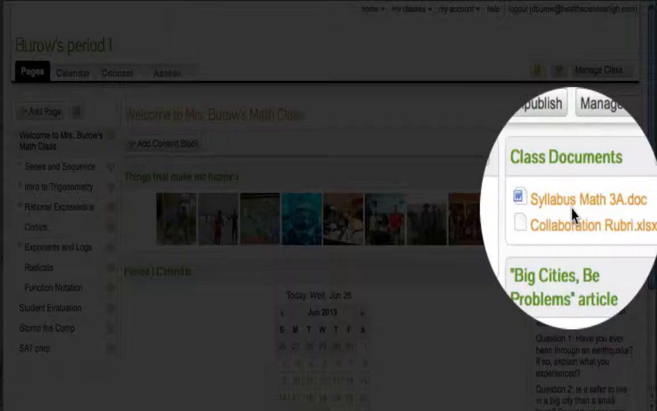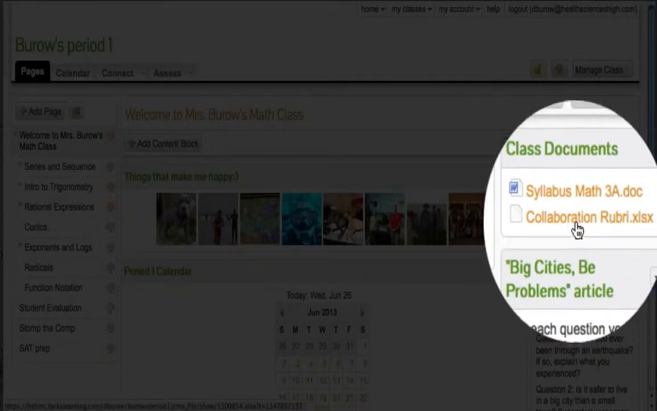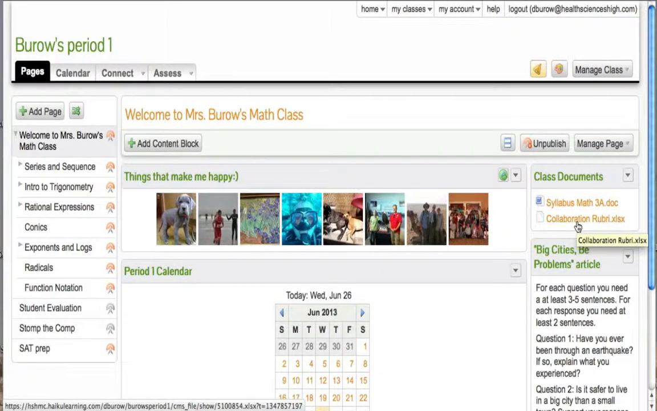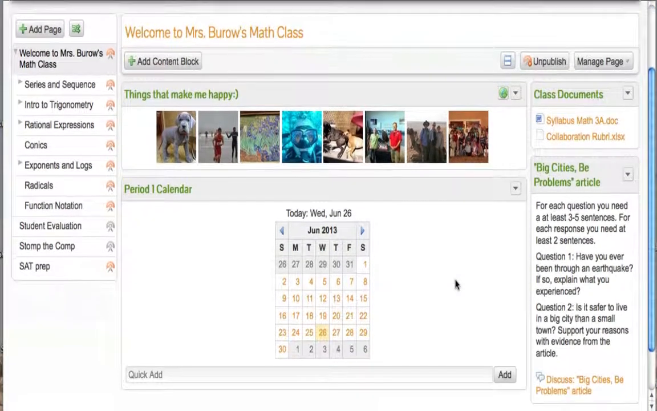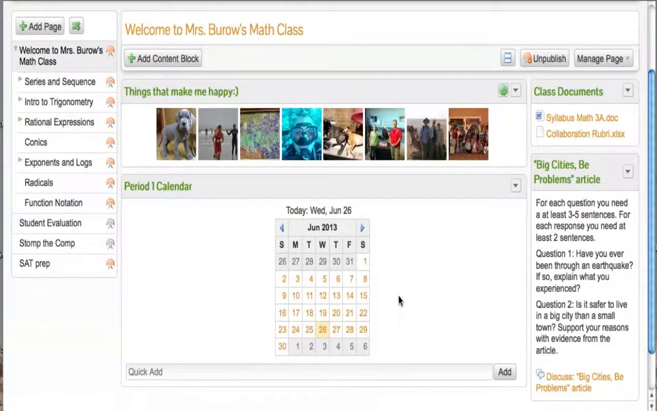This is also where I keep the syllabus and a collaboration rubric. When we do group competencies, the kids have to do a student evaluation, so I keep that rubric here. I have a calendar that they can look at. You can put dates for tests or assignments or whatever. It's just a quick view calendar.